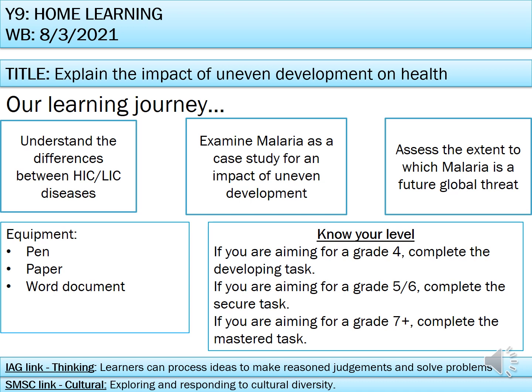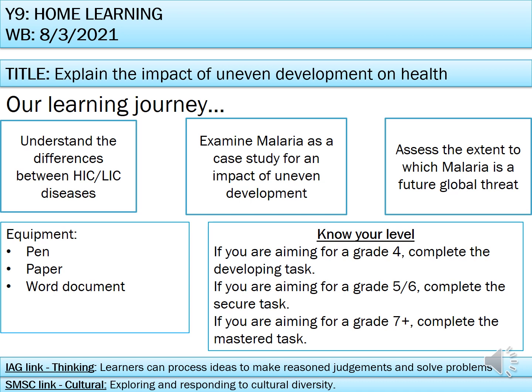Our learning objectives today, first of all, are to understand the differences between HIC and LIC diseases. So which diseases would you find in HICs and which diseases would you find in LICs. We're then going to move on to examine malaria as our case study for an impact of uneven development. So we're going to look at malaria and what its impacts are in certain countries, and then finally we're going to assess the extent to which malaria is a future global threat. So what's the threat of malaria across the globe in the future.